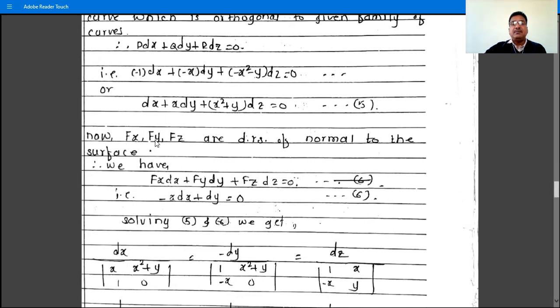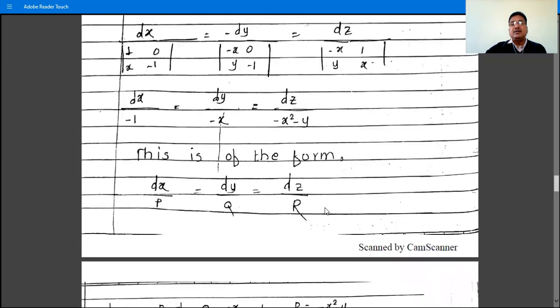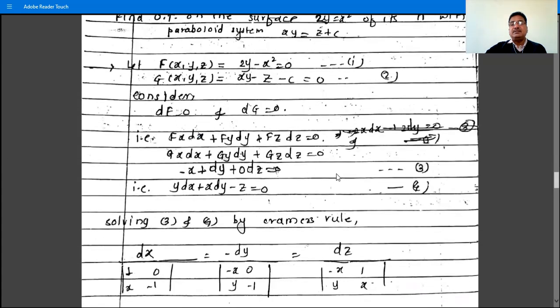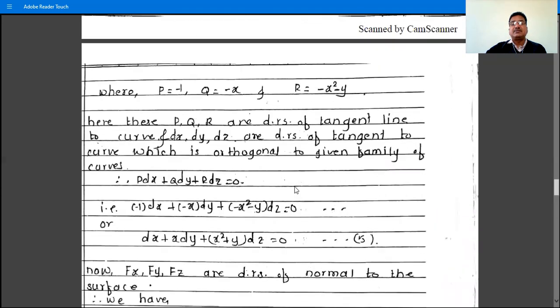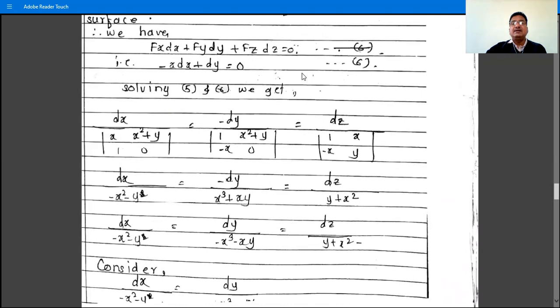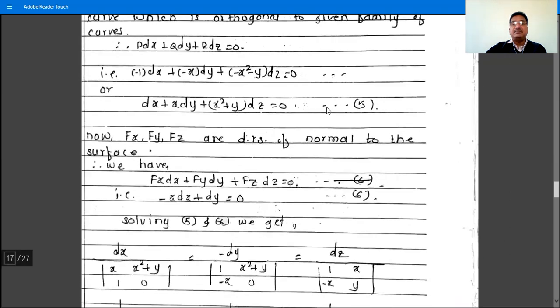Now Fx, Fy, Fz are the direction ratios of the normal to the surface, and dx, dy, dz are the direction ratios of the tangent to the surface. So by the condition of orthogonality, Fx dx + Fy dy + Fz dz = 0, that is −x dx + dy = 0. This is again equation number 3, which we call equation 6, and then we solve equations 5 and 6.